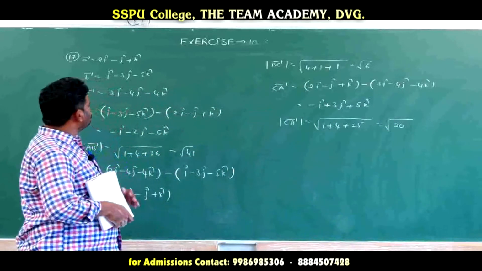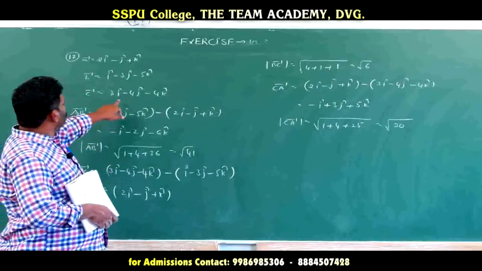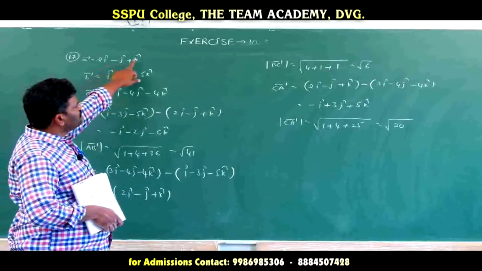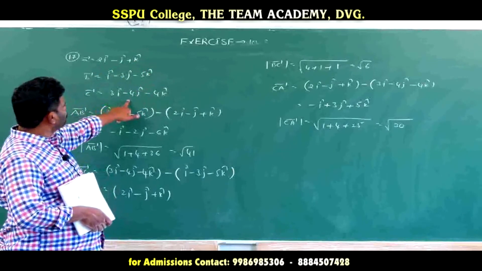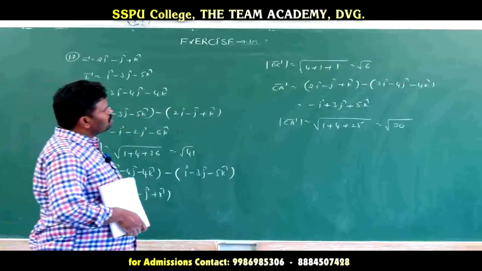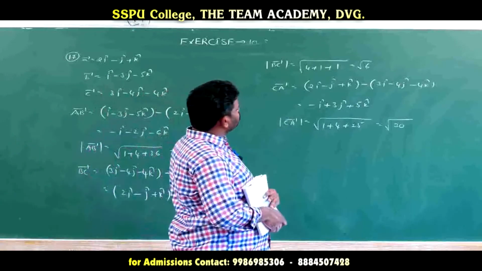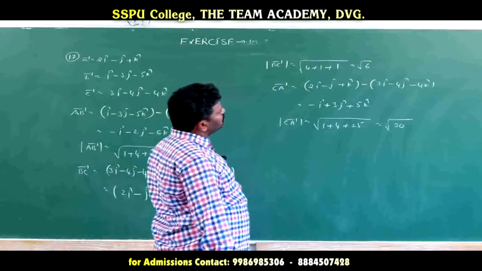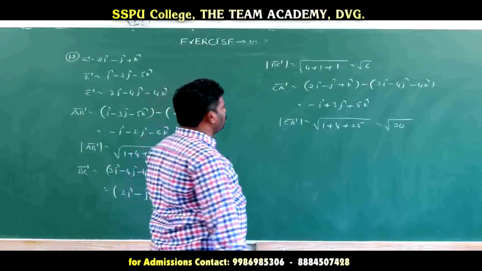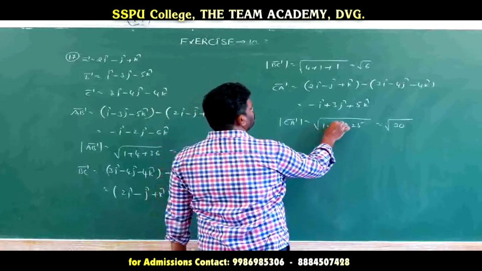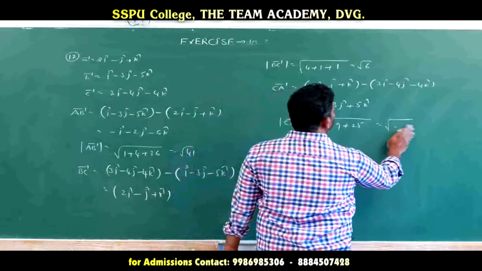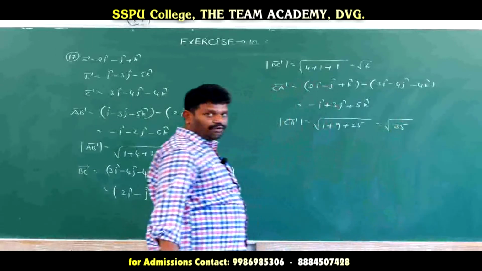Let's do CA once again. CA is A, which is 2i minus j minus k, minus C, which is 3i minus 4j minus k. So that is minus i, plus 3j, and the k part is 5k, sorry, here it is 9. So 1 plus 9 is 10, so the magnitude squared of CA is 35.